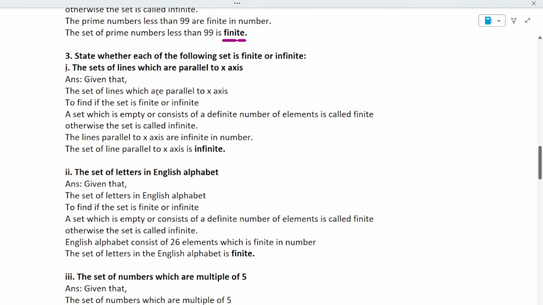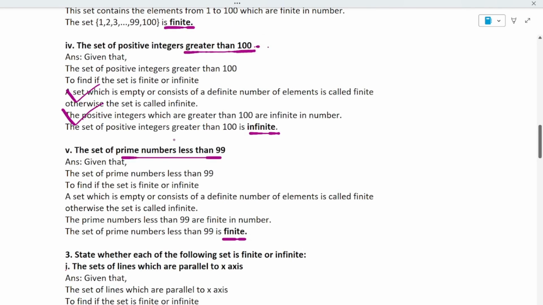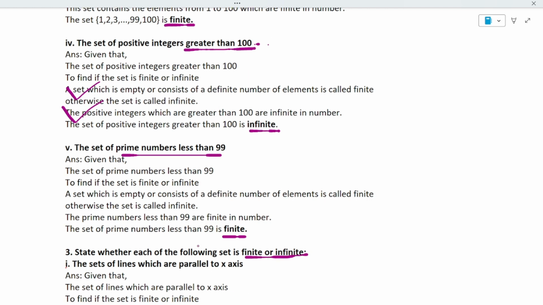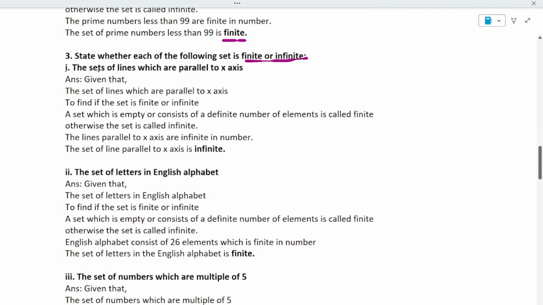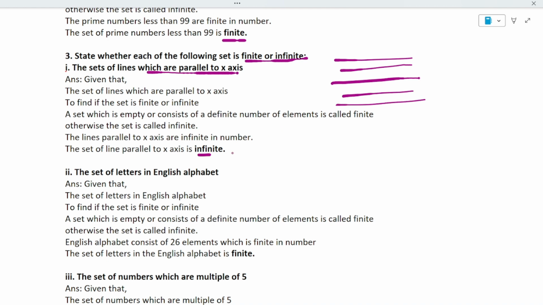And here they are giving the same type of question, but in set form. Here we should see the set of lines which are parallel to the x-axis. As we know, this is the y-axis, this is the x-axis. If we take the parallel lines to the x-axis, there can be many parallel lines, even up, even down. So it is infinite in number.